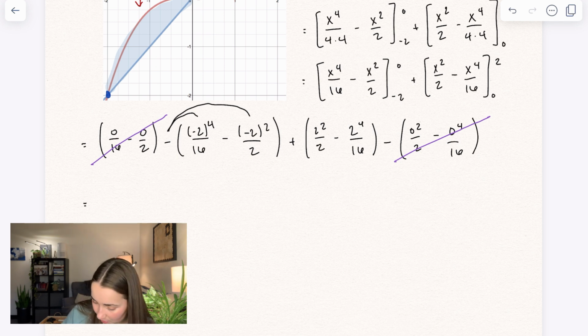So -2 to the 4th is going to be 16. So that becomes -16 divided by 16. And now that becomes +4 divided by 2. And now we're going to take this +4 divided by 2 minus 16 over 16.